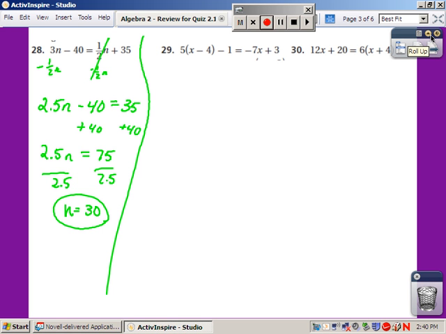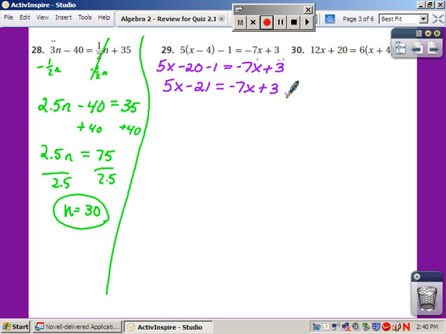Okay, number 29 has a little bit of distributing, a little bit of combining like terms. Let's distribute the 5. 5x minus 20 minus 1 equals negative 7x plus 3. We also have like terms to combine right here, so 5x minus 21 equals negative 7x plus 3.